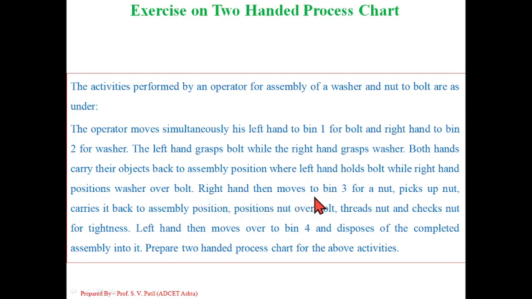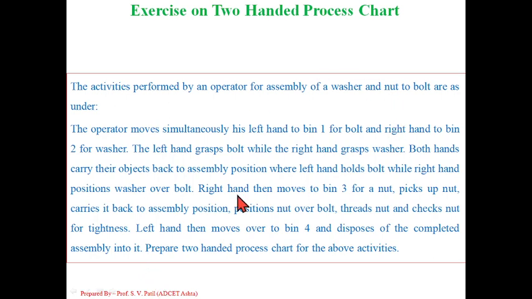Right hand then moves to pin 3 for nut, picks up the nut, carries it back to the assembly position, positions nut over bolt, threads nut and checks nut for the tightness. Left hand then moves over pin 4 and disposes the completed assembly into it. Prepare the 2-hand process chart for the above activities.